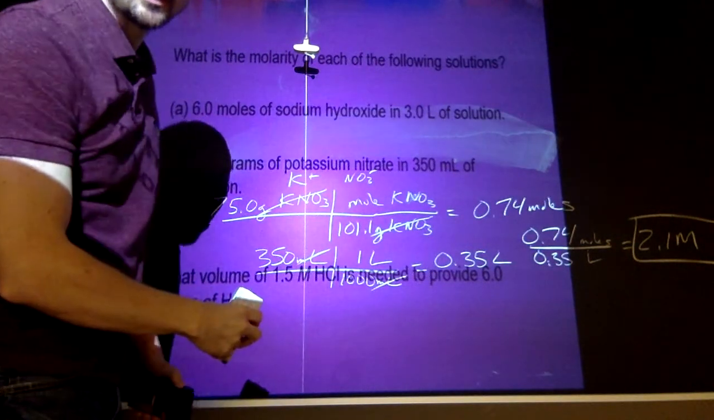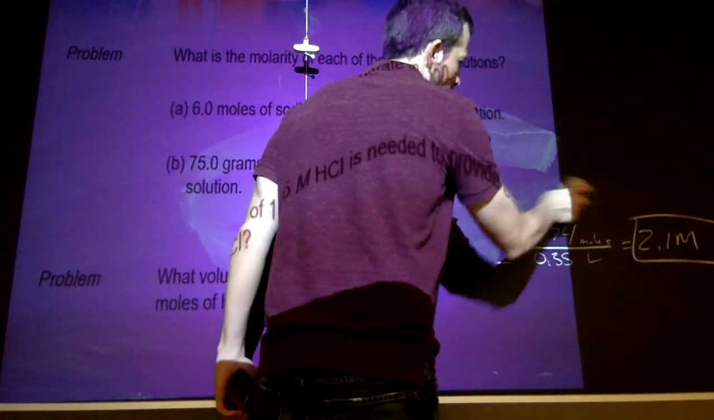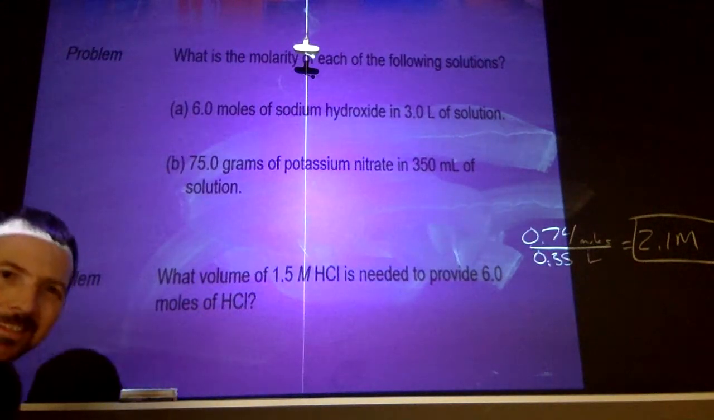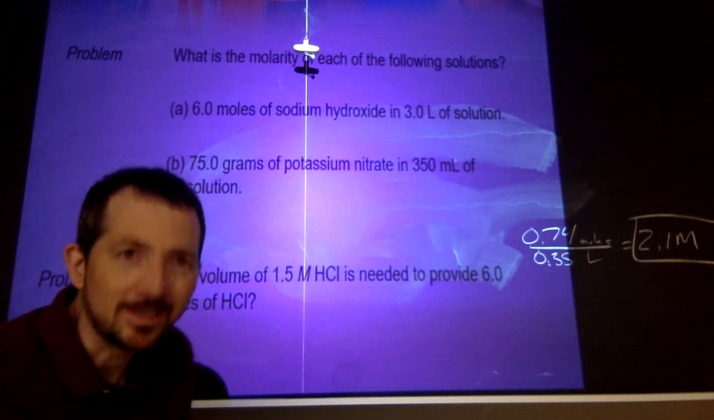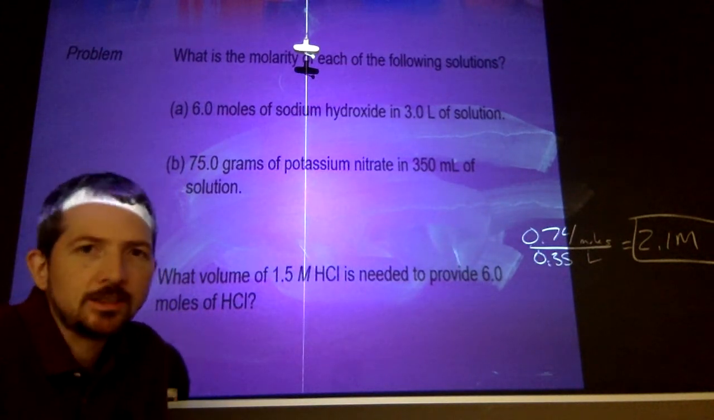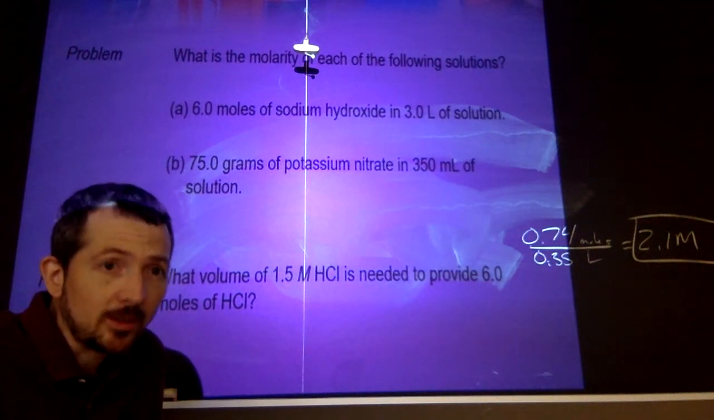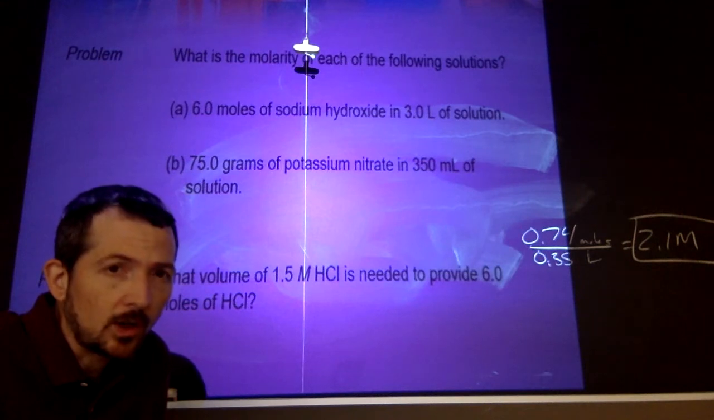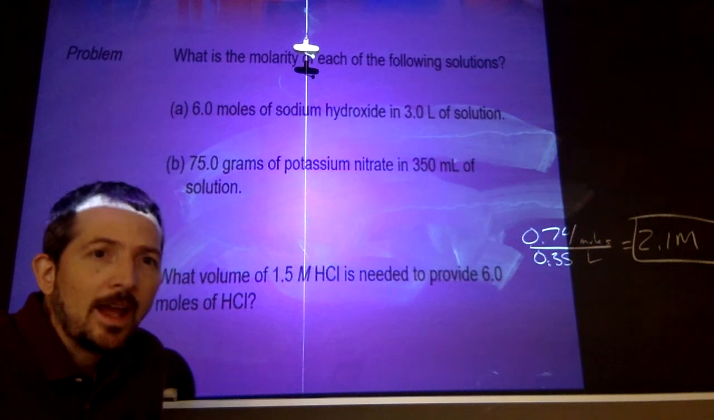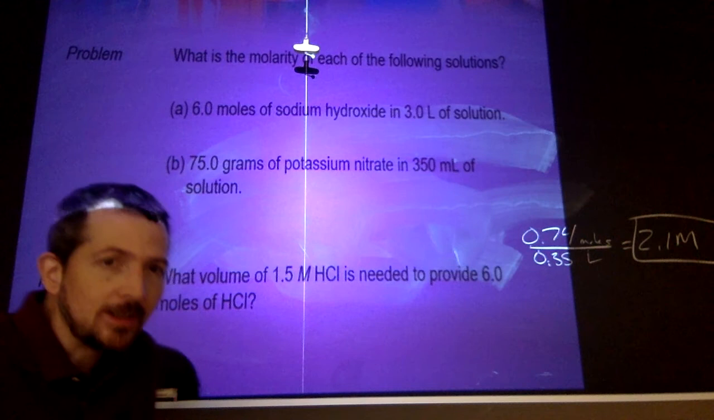Let's look at this last one, this bottom problem. Now this is how you can use molarity as a conversion factor. It says, what volume of 1.5 molar HCl is needed to provide 6 moles of HCl? So again, you're going to use molarity as a conversion factor. So that's not the number you're going to start with. It's going to be your conversion factor. What you need to know is what volume of that you need to provide 6 moles of HCl. So 6 moles of HCl is where you start.